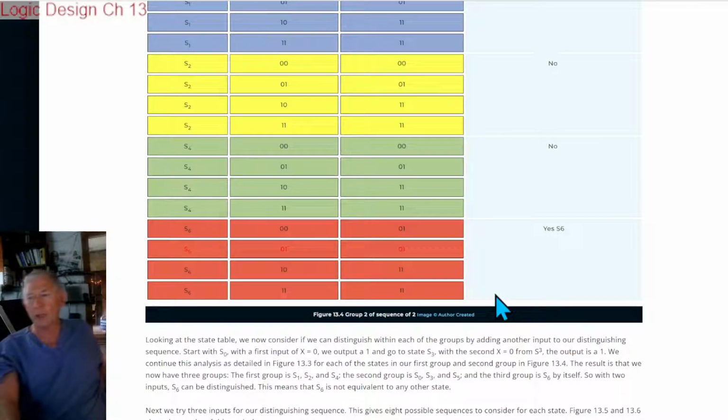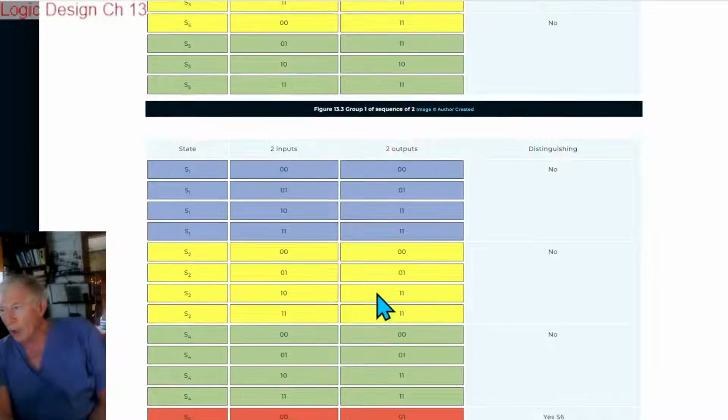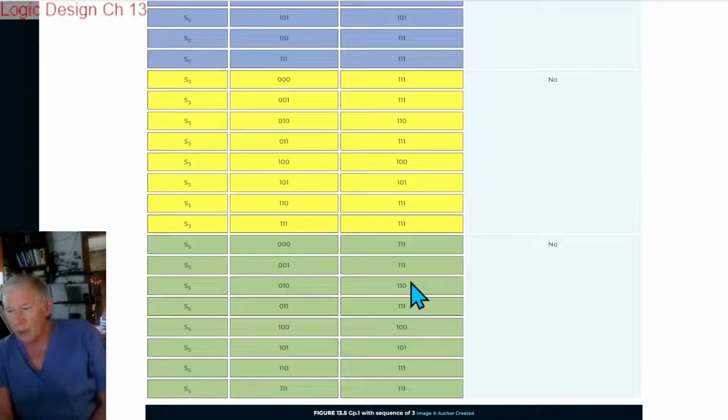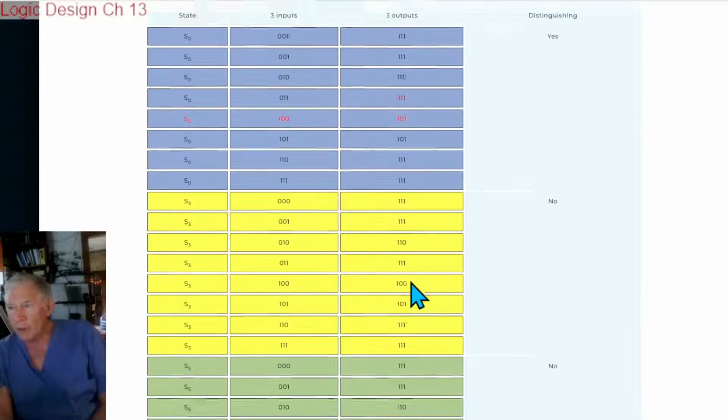As soon as you're put in a group by yourself, then we can forget about you because we don't have to worry about a distinguishing sequence, because we already have a distinguishing sequence now for S6. You put in two inputs, 0 and 0, and you're going to see that S6 is different. All right, where do we go from here? Well, so now we have this.